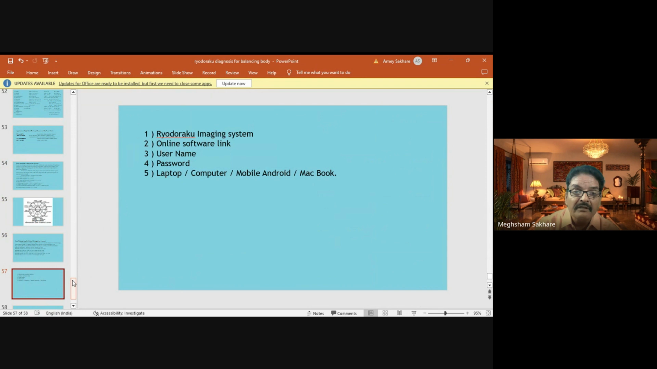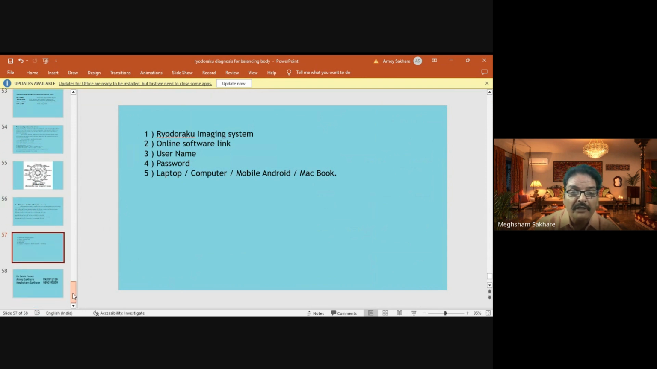For this Rodoraku diagnostic device, we should use 4 to 5 points. That Rodoraku imaging system you should have. Online software link you should take. Then username and password will be sent to your laptop, computer, mobile, Android or MacBook.